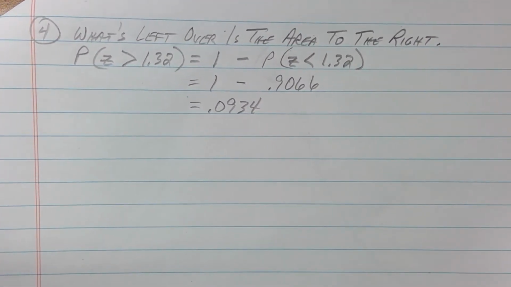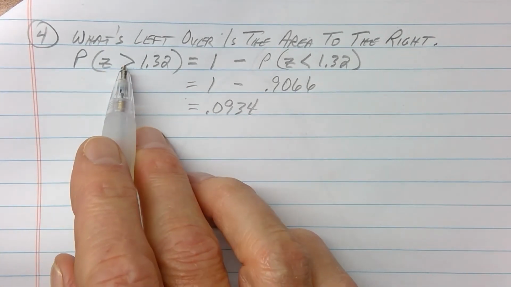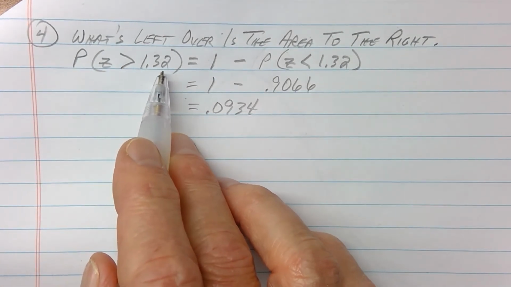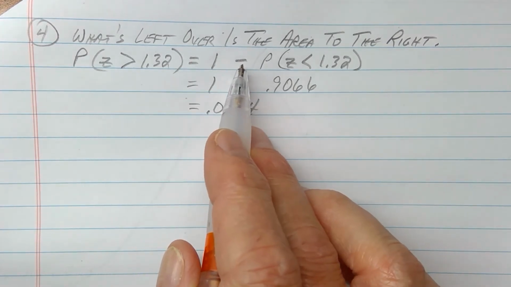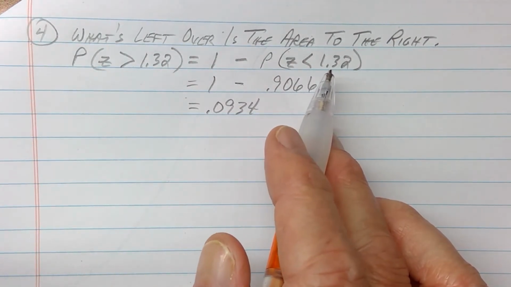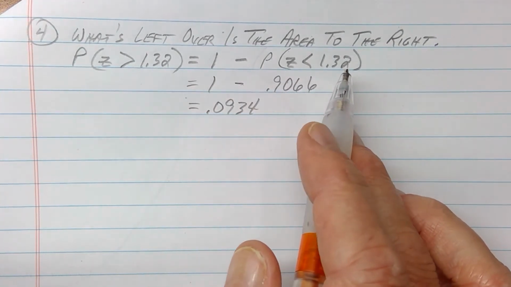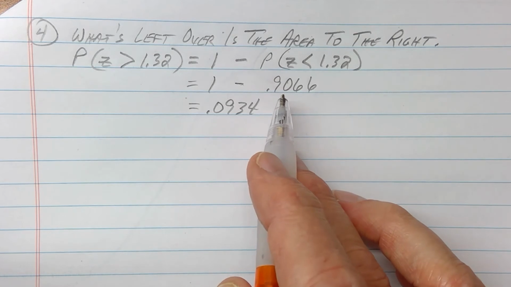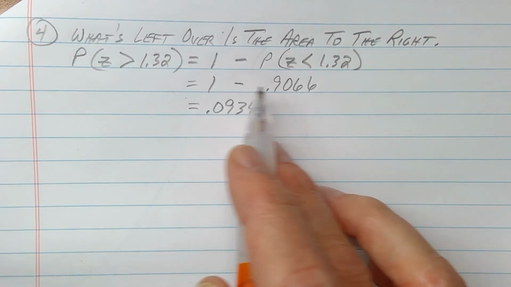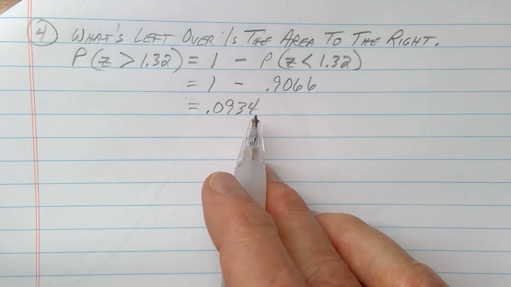All right, and all that's left to do is find the area to the right. The probability that somebody scored more than 1.32 is 1 minus the area to the left of 1.32. It's probably the easiest way. So 1 minus the probability somebody scored less than 1.32, that was the 0.9066 number. So 1 minus that gives us 0.0934 people living on the right.